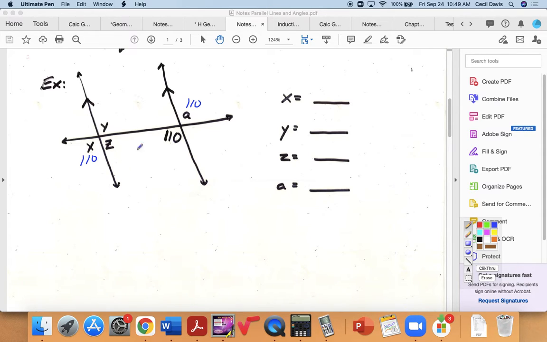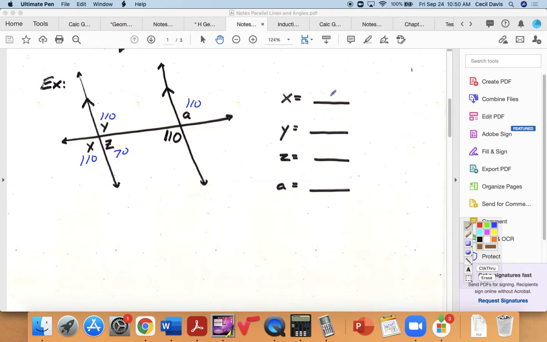Because they're corresponding angles formed by linear pairs. We always say linear pairs, so I just guessed. Formed by parallel lines. Since we have parallel lines crossed by a transversal, the corresponding angles are going to be congruent. Well, from there we can find y and z real easily, right? Y will be 110 and z will be 70.